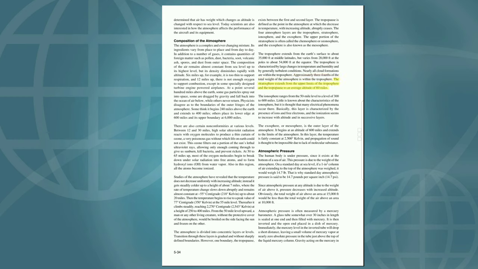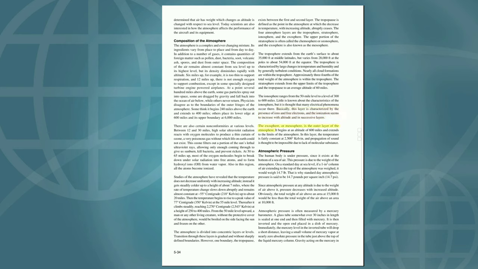The stratosphere extends from the upper limits of the troposphere and the tropopause to an average altitude of 60 miles. The ionosphere ranges from the 50-mile level to a level of 300 to 600 miles. Little is known about the characteristics of the ionosphere, but it is thought that many electrical phenomena occur there. Basically, this layer is characterized by the presence of ions and free electrons, and the ionization seems to increase with altitude, and in successive layers.